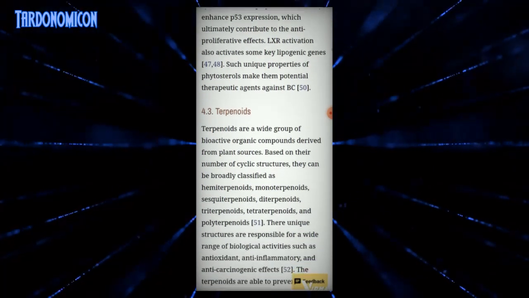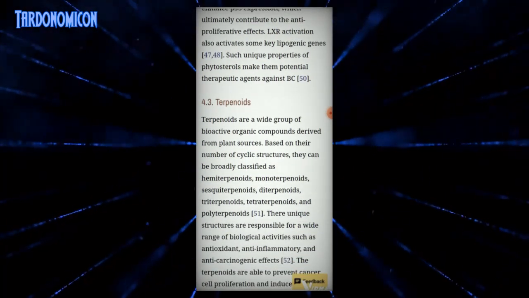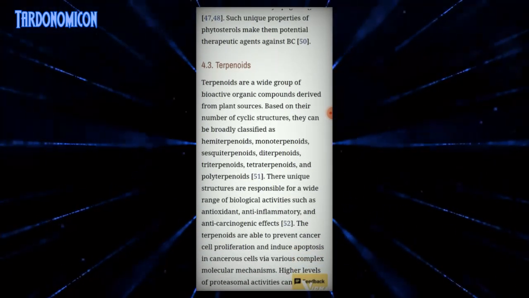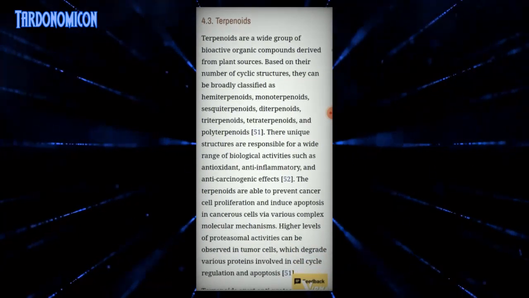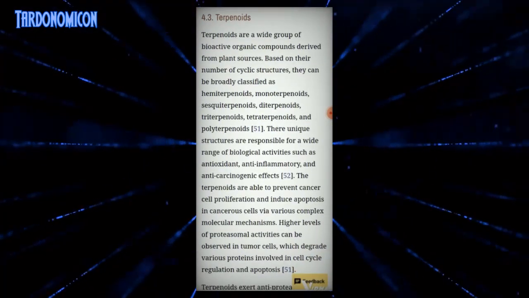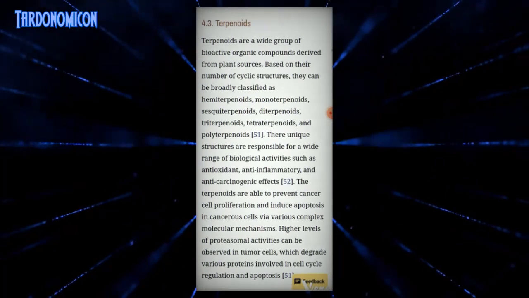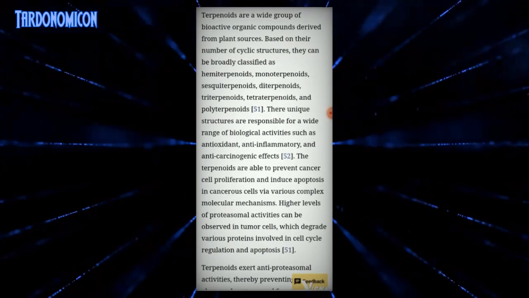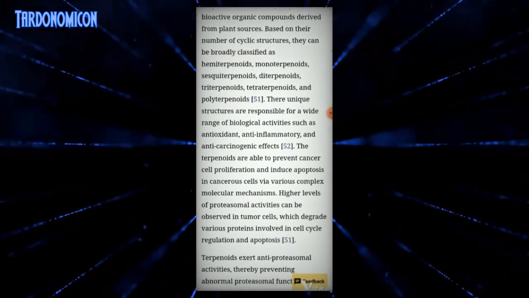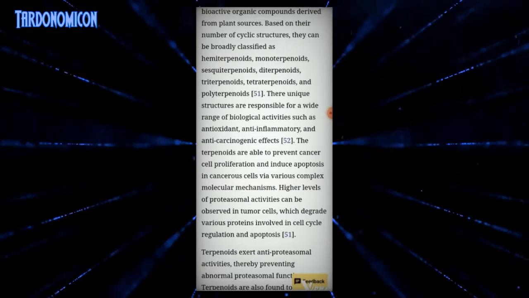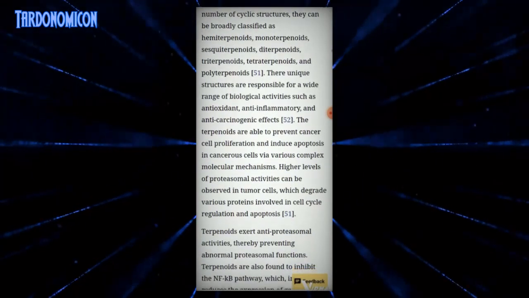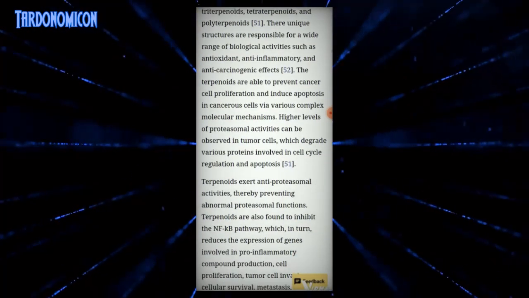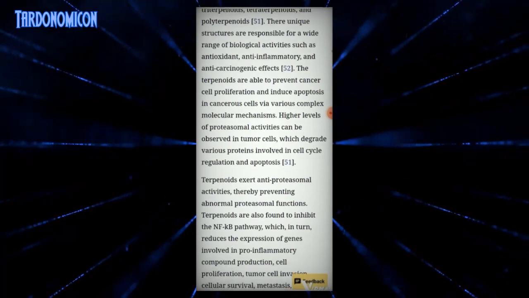Terpenoids. Terpenoids are a wide group of bioactive organic compounds derived from plant sources. Based on their number of cyclic structures, they can be broadly classified as hemiterpenoids, monoterpenoids, sesquiterpenoids, diterpenoids, triterpenoids, tetraterpenoids, and polyterpenoids. Their unique structures are responsible for a wide range of biological activities, such as antioxidant, anti-inflammatory, and anti-carcinogenic effects.